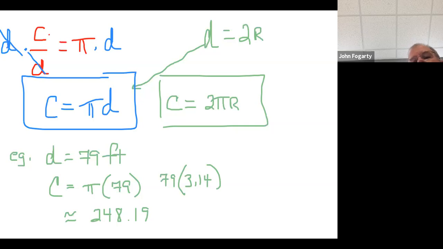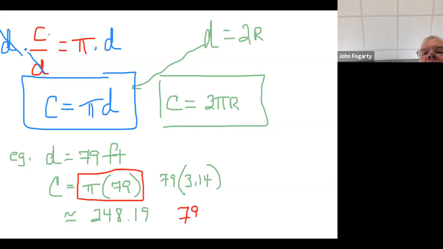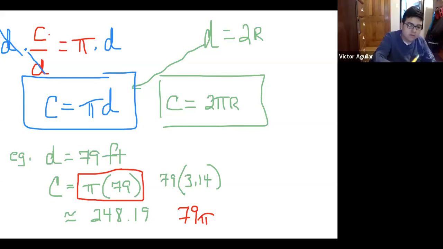Now, if they had said, tell me the exact circumference, you would have left it at 79 pi, because pi as that symbol is an exact number. Does that make sense to you guys?